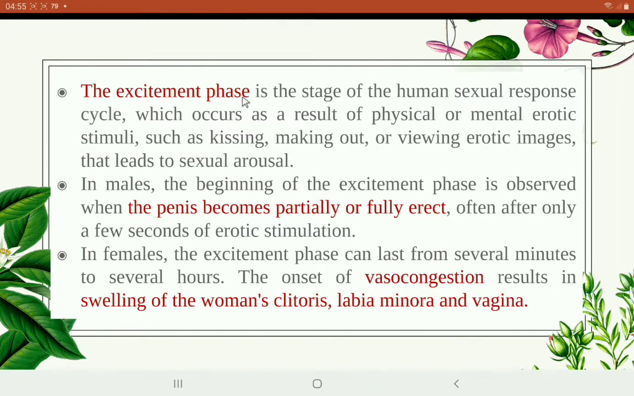The excitement phase is the stage of the human sexual response cycle which occurs as a result of physical or mental erotic stimuli, such as kissing, making out, or viewing erotic images that lead to sexual arousal. In males, the beginning of the excitement phase is observed when the penis becomes partially or fully erect, often after only a few seconds of erotic stimulation. In females, the excitement phase can last for several minutes to several hours. The onset of vasocongestion results in swelling of the woman's clitoris, labia minora, and vagina.